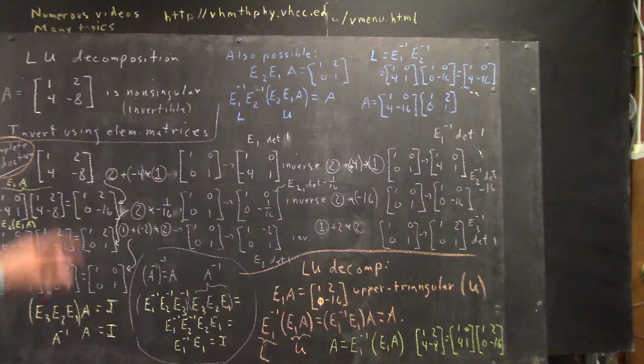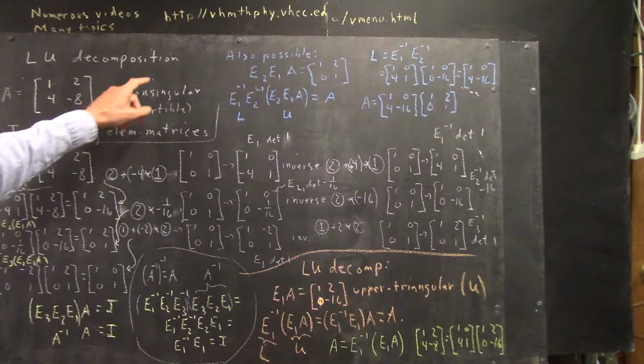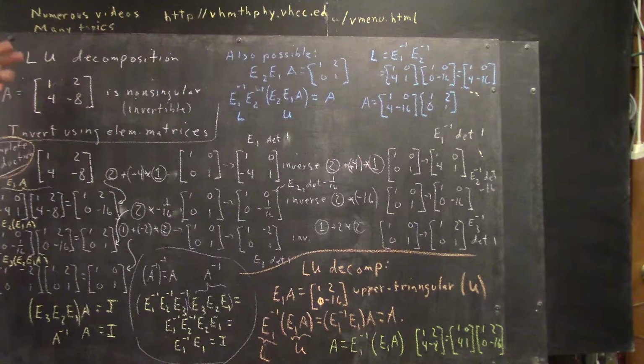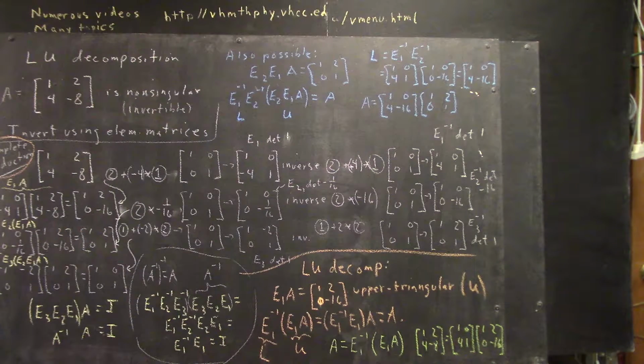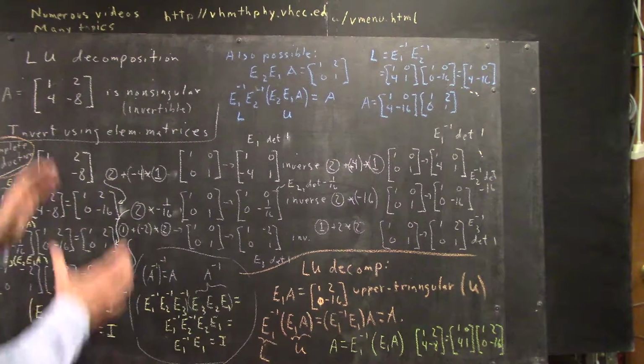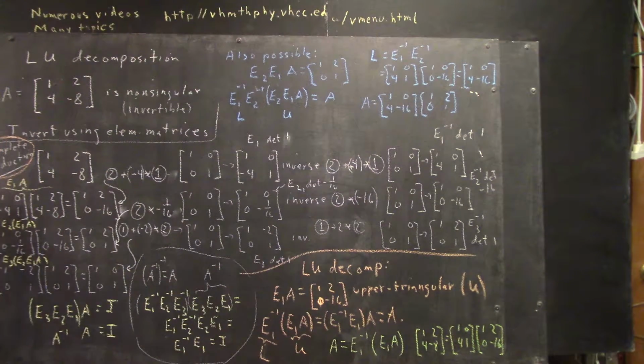Okay, now we're heading toward LU decomposition. We start with a familiar matrix. We know this matrix is non-singular. We've reduced it before. And we're going to invert this matrix using elementary matrices. Do a complete reduction using elementary matrices. Now, LU decomposition is somewhat simpler than that, but let's just go ahead and get good with these elementary matrices.